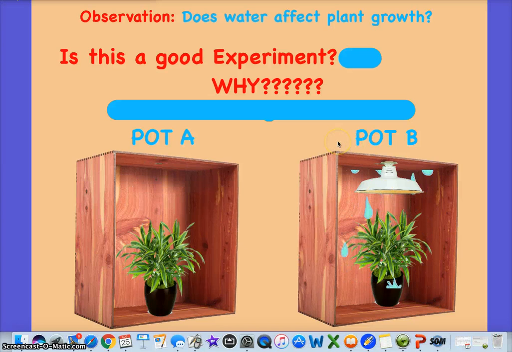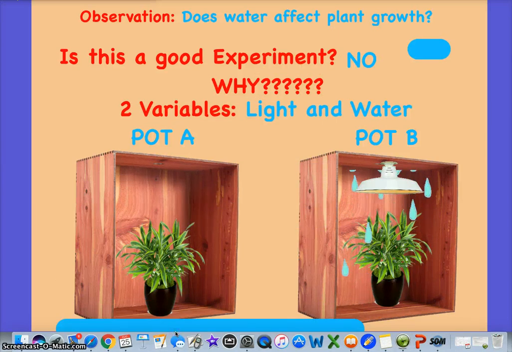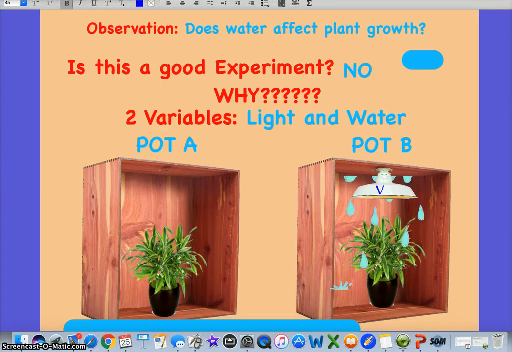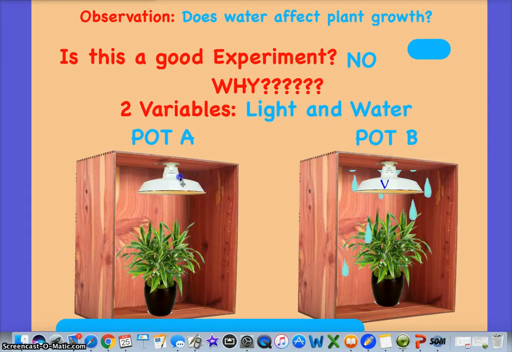So if we're going to stick to this slide and I ask you, is this a good experiment? We're going to say no. The reason why this is not a good experiment is because I have two variables. So yes, you're right in your question. I have light and water as variables, but I can only test one variable at a time. So if I want to make this a good experiment, I go here and I add light to both.